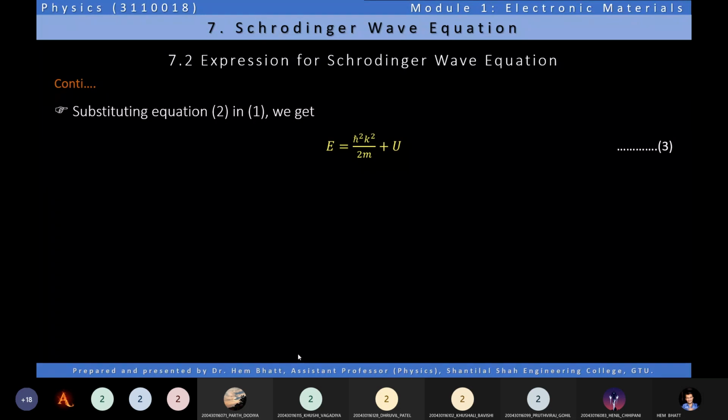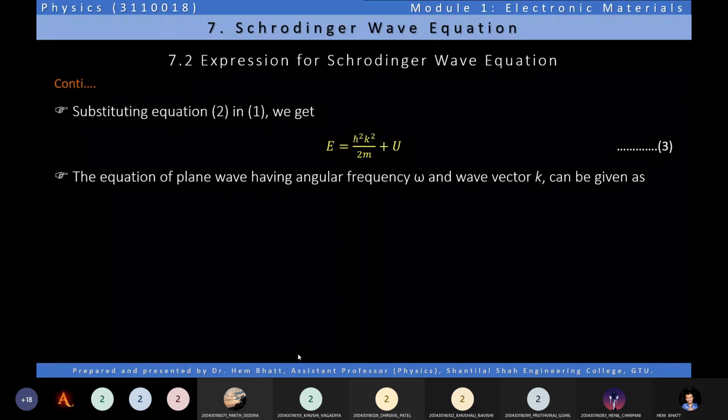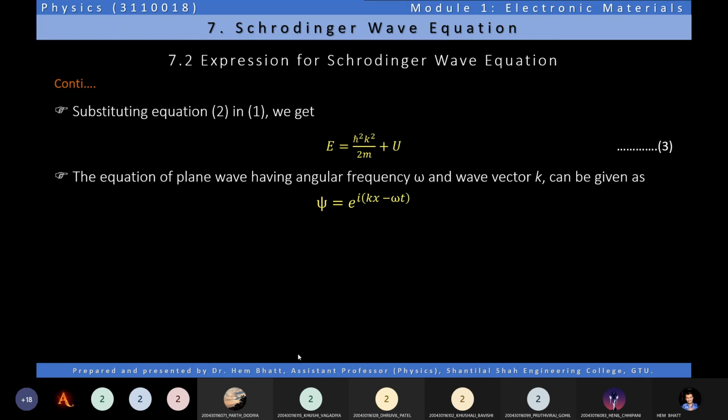Now let us take the corresponding wave. How do we represent the wave? Which equation can represent a wave for a particle? The equation for a plane wave having angular frequency omega and wave vector k can be represented as psi is equal to e raised to i(kx minus omega t).